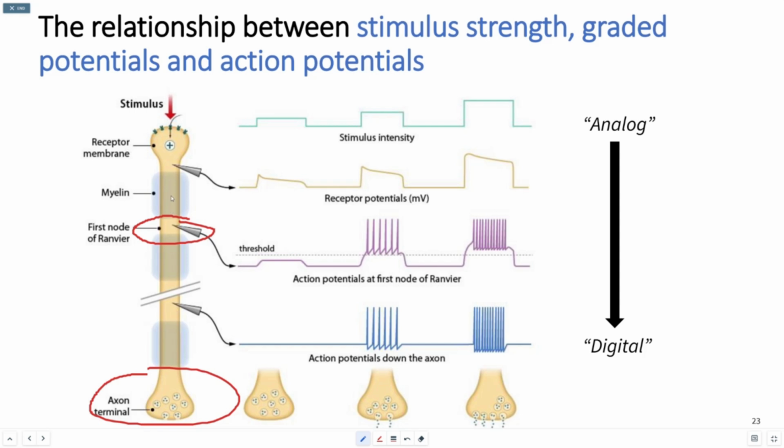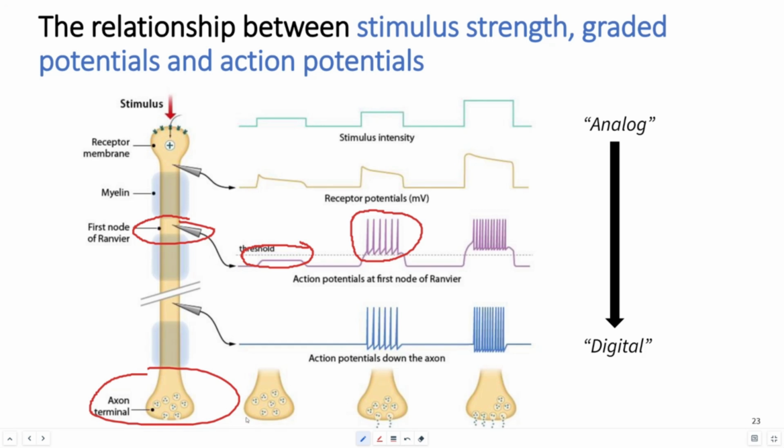At the bottom of the axon hillock in the first node of Ranvier, you'll see that unless the graded potential meets that dotted line, it will not fire. Once it meets the dotted line, it becomes these spikes that represent action potentials. And as it travels down the cell membrane, it eventually causes a release of neurotransmitter.